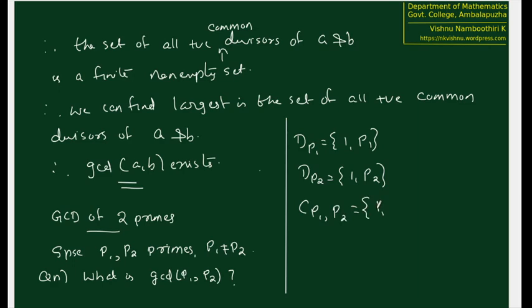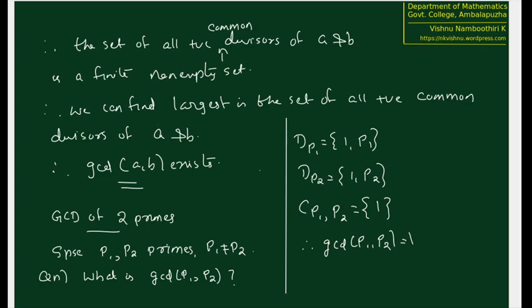Now P1 is not equal to P2. Therefore, P1 and P2 we cannot include. Other than 1, there are no other common divisors. So we remove this. This is the only common divisor if P1 and P2 are different. Therefore, the GCD of P1 and P2 is going to be equal to 1. So the observation is this: if we have two distinct primes, then their GCD is going to be equal to 1.